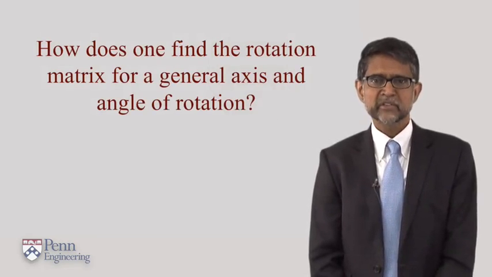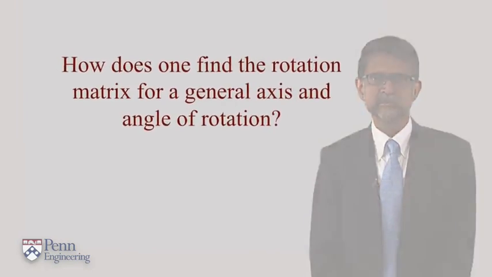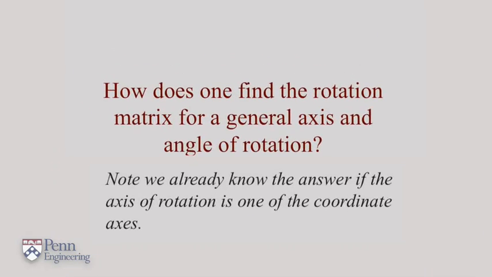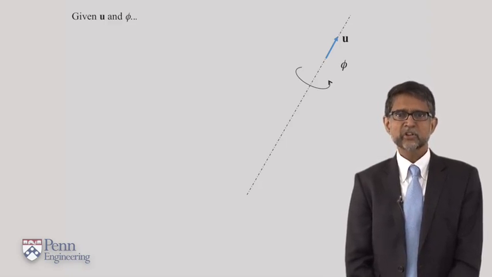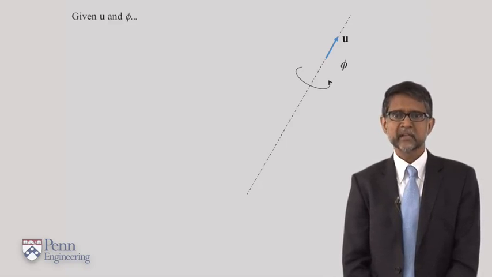Now I want us to consider the inverse problem. Suppose I give you an axis of rotation and an angle of rotation. How do you calculate the rotation matrix armed with these two pieces of information? And note that we already know how to do this if the axis of rotation is the x-axis or the y-axis or the z-axis. In fact, we discussed formulae for these very simple cases. But now we have an arbitrarily oriented axis given by the unit vector u and an arbitrary angle of rotation given by the angle phi.